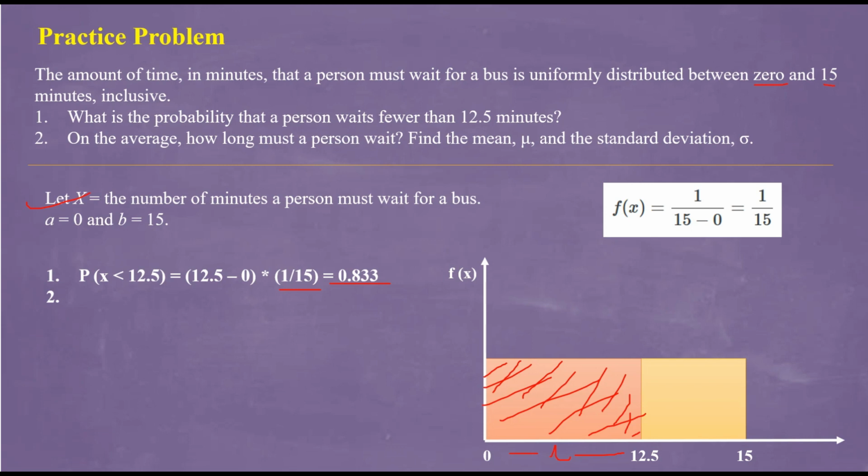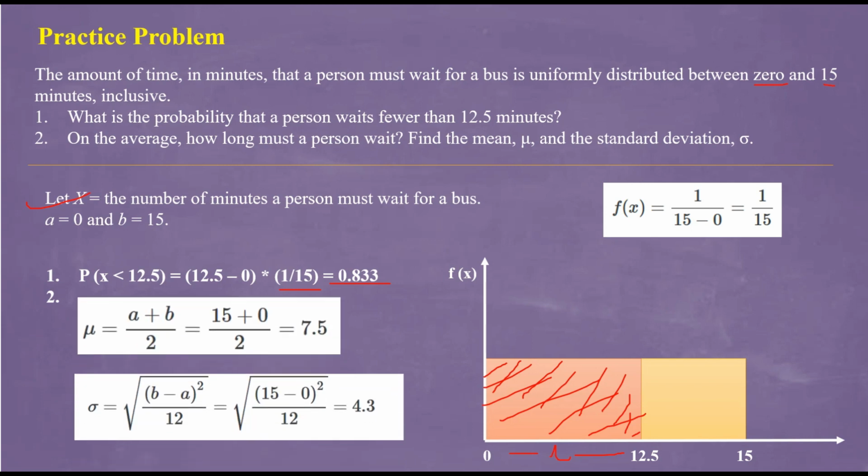So the probability that the person waits fewer than 12.5 minutes is 0.833. Secondly, you want to calculate how long a person must wait. Using the formulas, you can calculate the mean waiting time, that is A plus B by 2, that is 15 plus 0 by 2, that is 7.5. And similarly sigma comes out to be 4.3. In this way, we can solve the problem based on uniform distribution.